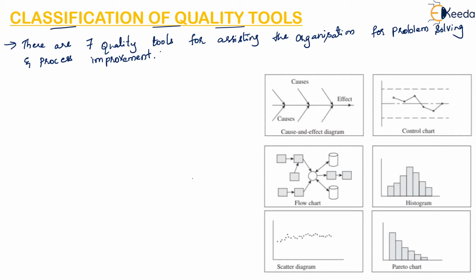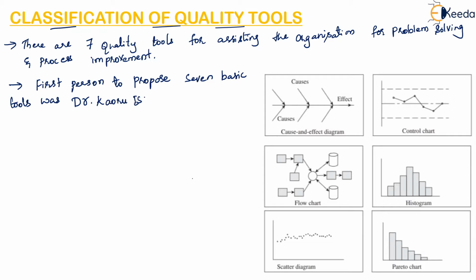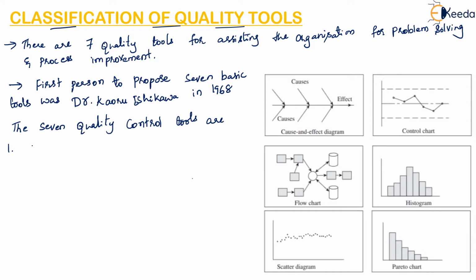The first person who proposed these 7 basic tools was Dr. Kaoru Ishikawa in the year 1968. So what are those tools which he introduced? First one is the check sheet. The second one is the graph, or it is said as trend analysis.